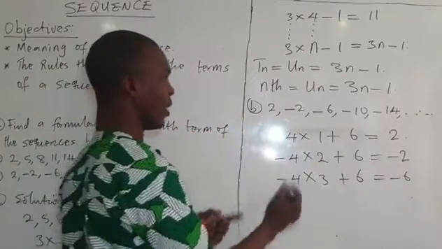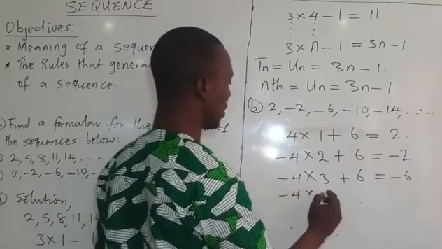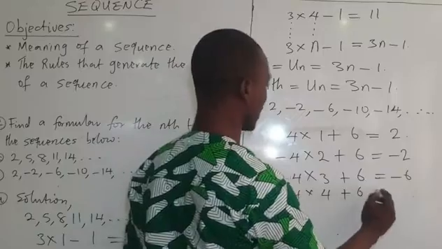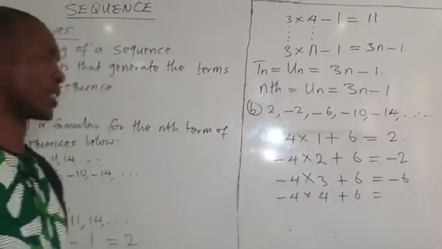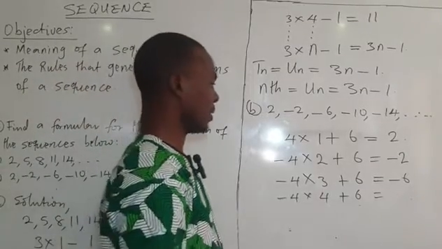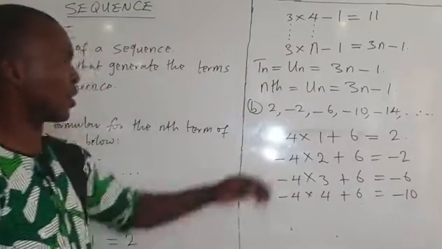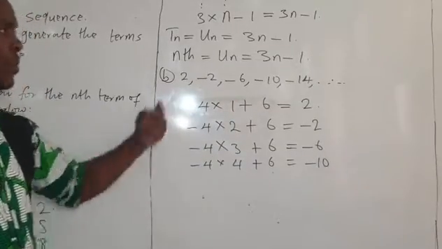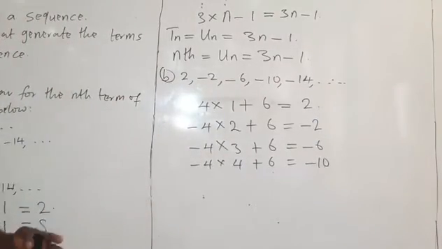Then for the fourth term, minus 4 times 4 plus 6. Minus 4 times 4 is minus 16. Minus 16 plus 6 is minus 10. So that is that for the first, second, third, and fourth term. If you do it for the fifth term as well, we are going to have the correct answer there.